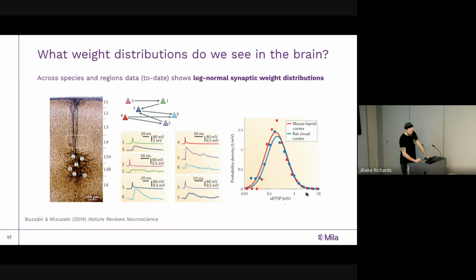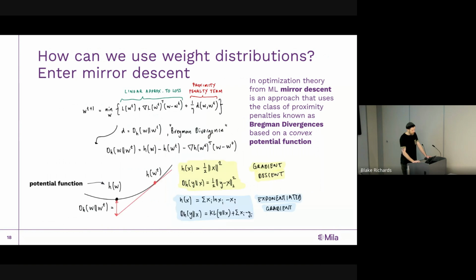Since this is a logarithmic axis, you can see that both of these distributions follow roughly a log normal distribution. And this has been seen in other species and brain regions as well, fairly consistently. Now, could we possibly link these different learning algorithms to different weight distributions? The answer is yes, but to explain how we get there, we're going to have to step back for a moment into the theory and talk about specifically this area of theory known as mirror descent.